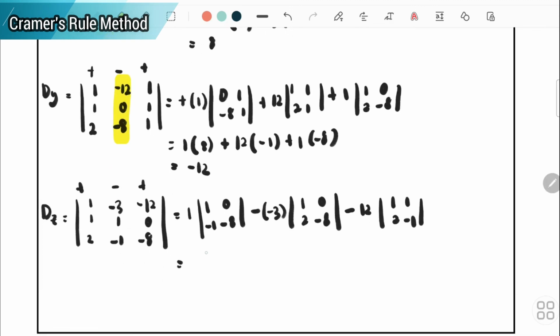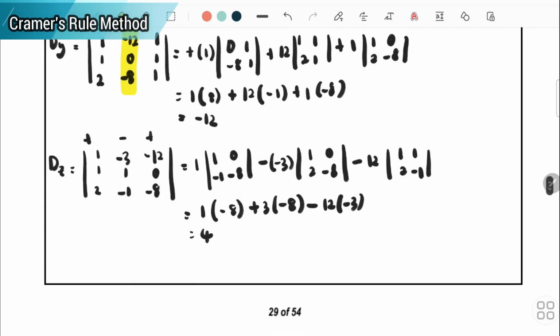Right, then we have to calculate it. So 1 multiply with negative 8 plus 3 times with negative 8 minus 12 times with negative 3. So you get 4 as the value for D sub Z.